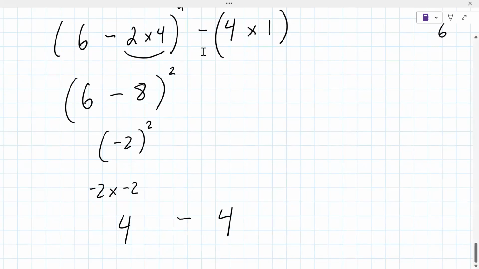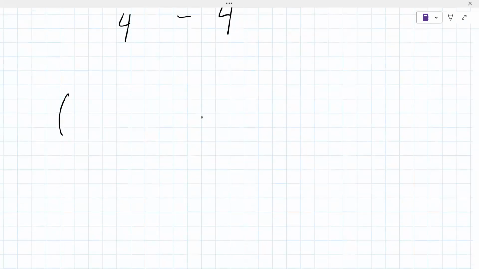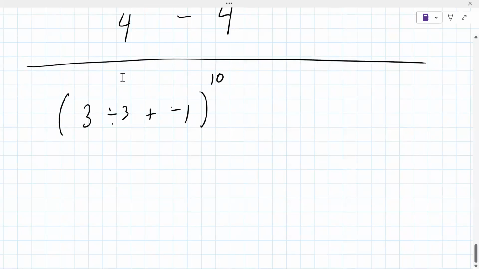All right. So when you have something inside parentheses, like 3 divided by 3 plus negative 1 to the power of 10, you ignore the exponent until you do what's inside the parentheses. Don't even look at it. So what is 3 divided by 3? 3 divided by 3 is 1.